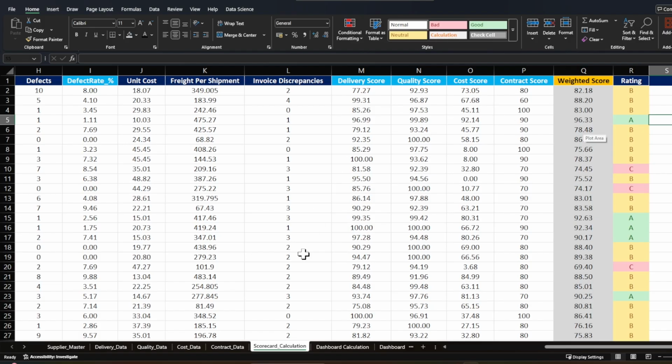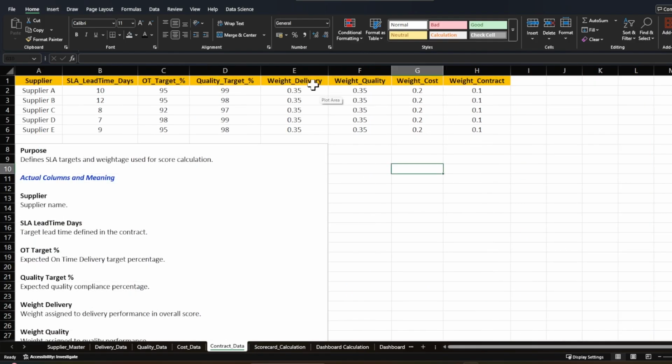That weight is defined in the sheet, like weight for delivery, weight for quality, weight for cost, and weight for contract. We also have the targets in this sheet, in which we provide the service level agreement target for on-time percentage, for quality, and for lead time. Now we have all of our input data and we can start the calculation for the key KPIs.